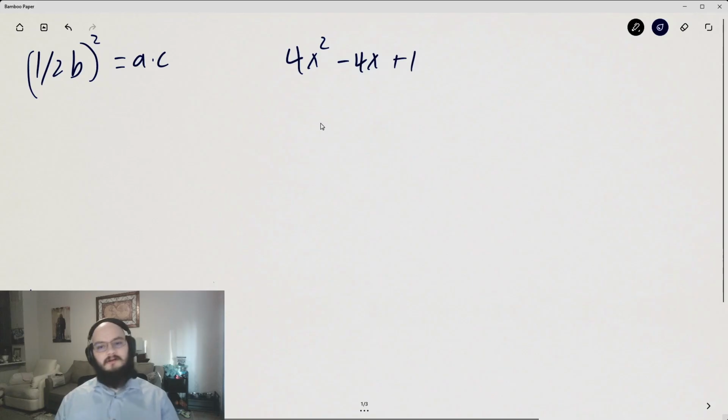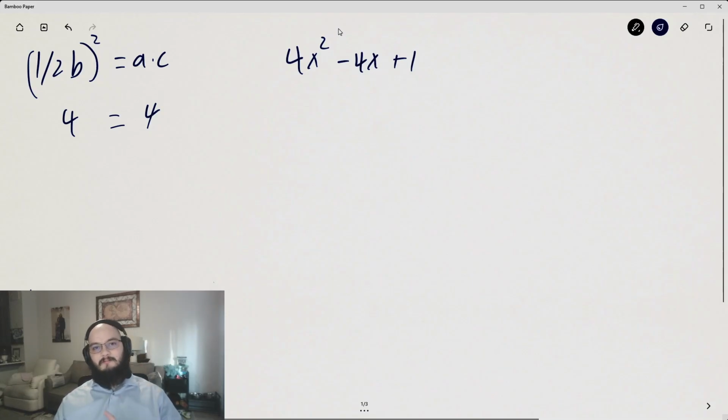Okay, let's take a look at this one. Very, very similar to the last one, and that's on purpose. The 1/2 of -4 is -2. -2 squared is a positive 4. We have a positive 1 times a positive 4 for our a times c, which is also 4. 4 is equal to 4. This is a perfect square trinomial.